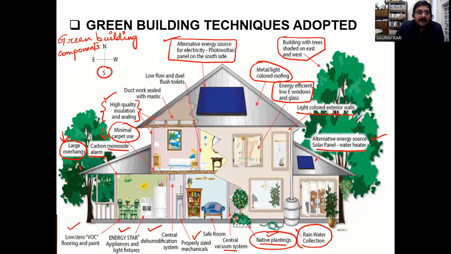So high quality insulation, ceiling, duct work sealed with mastic. It is not compulsory, but if it is possible, we can use duct work. Duct work is mainly used in cold buildings, the buildings in very cold countries, where hot air moves through ducts. Mainly in Canada, those of your friends and relatives who stay there, they know.